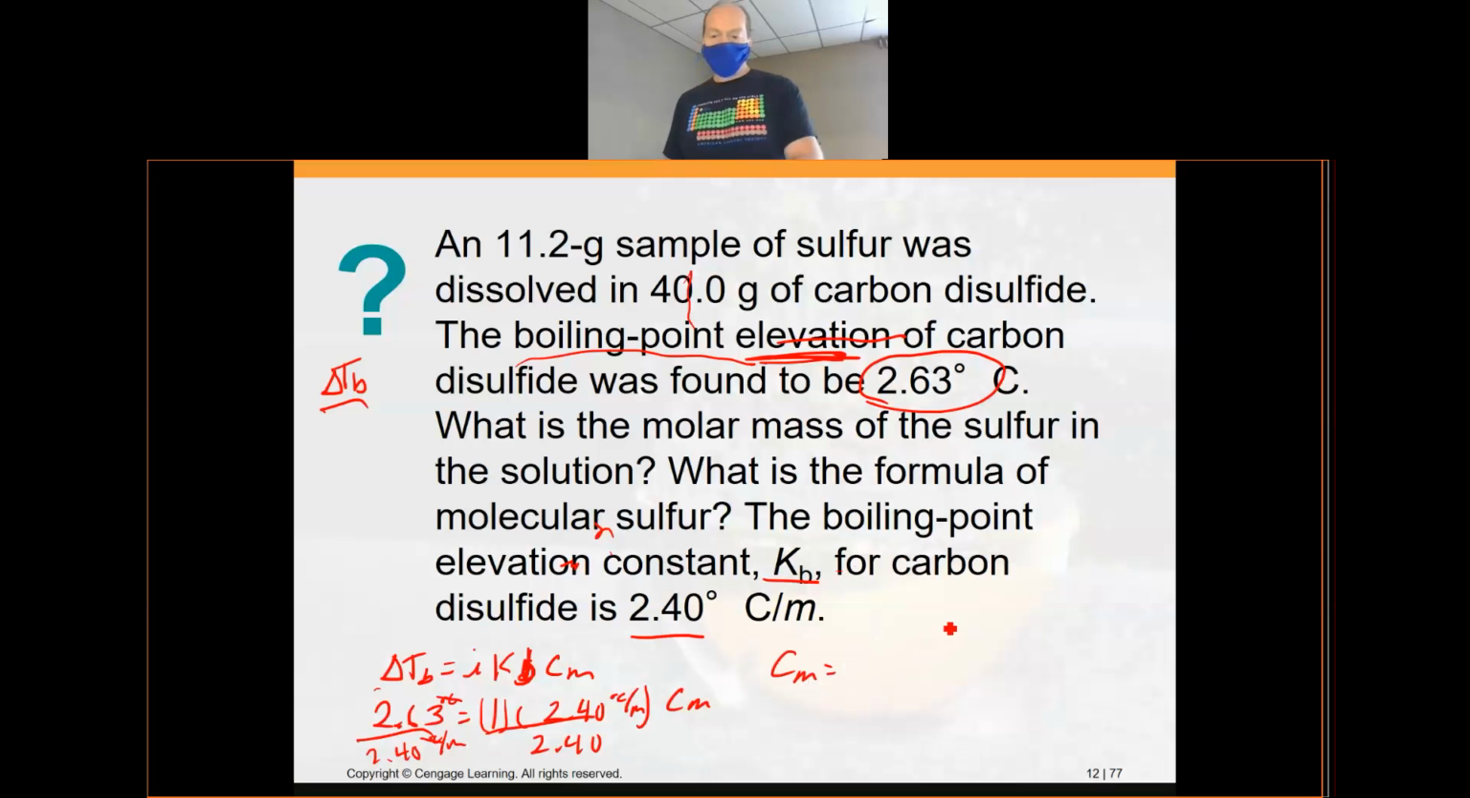And then we have 11.2 grams of sulfur. So then we have the exact same equation. We're going to have our mass divided by the molar mass, divided by the kilograms of our solvent. Now we have this number, which is 2.63 divided by 2.40.